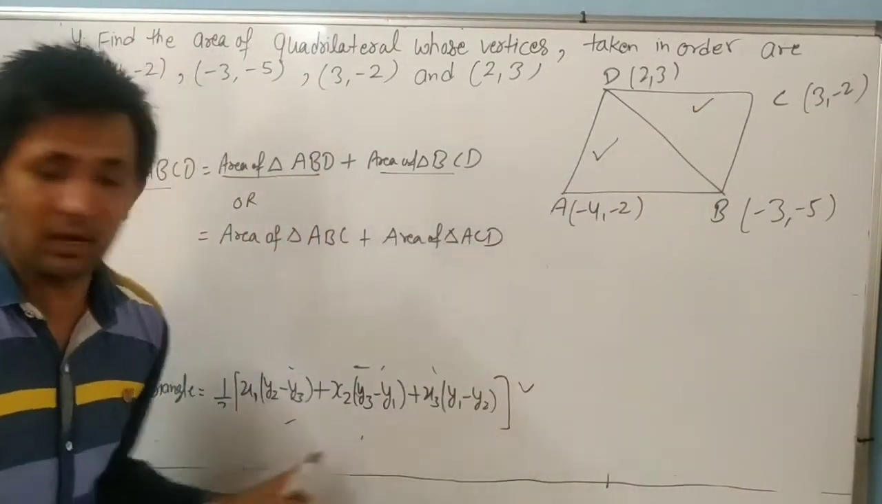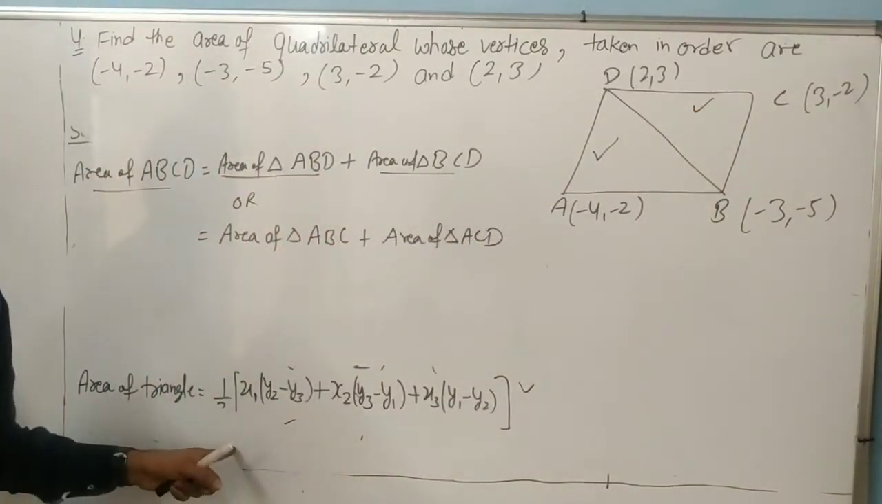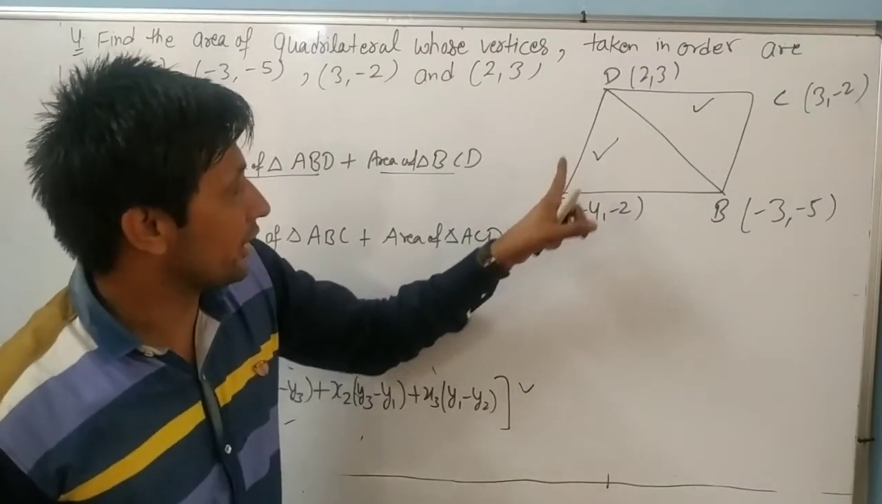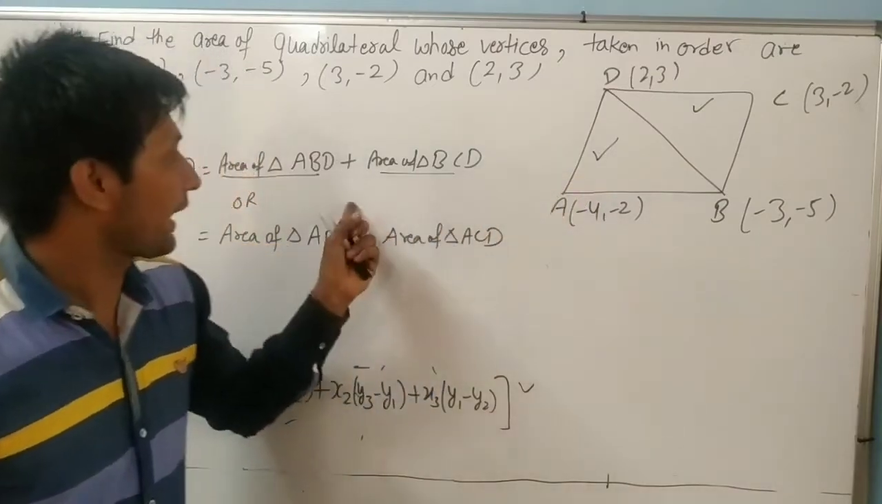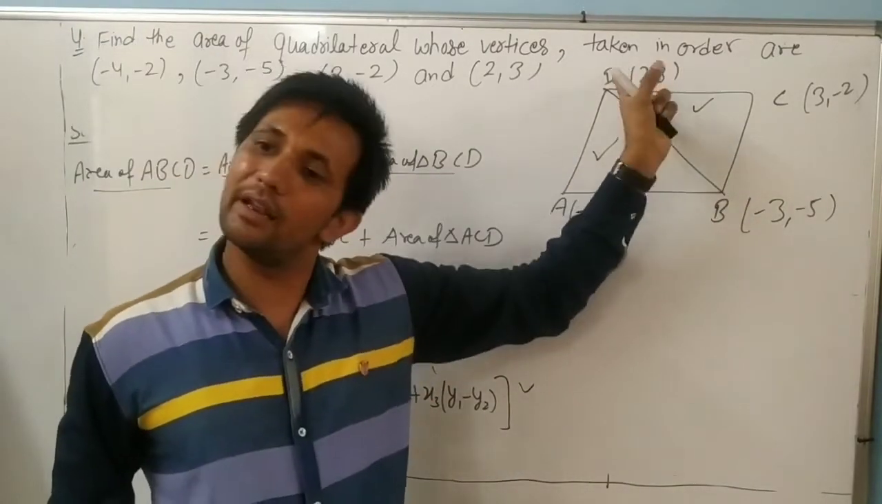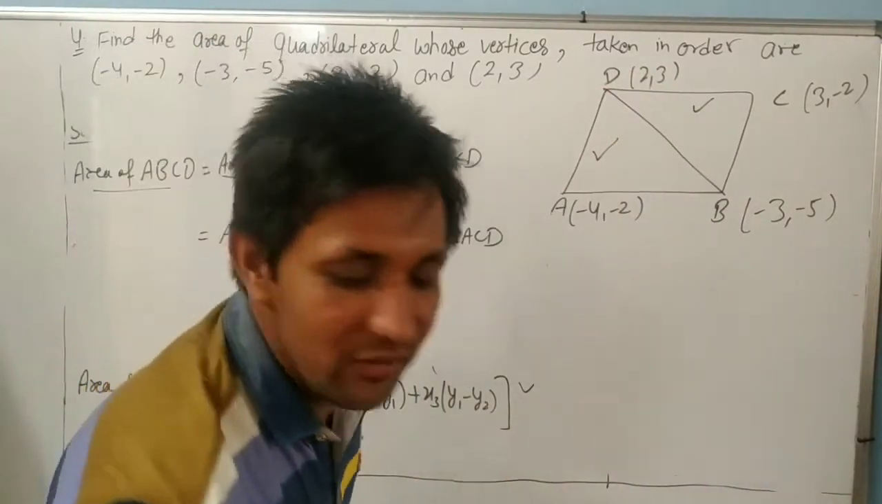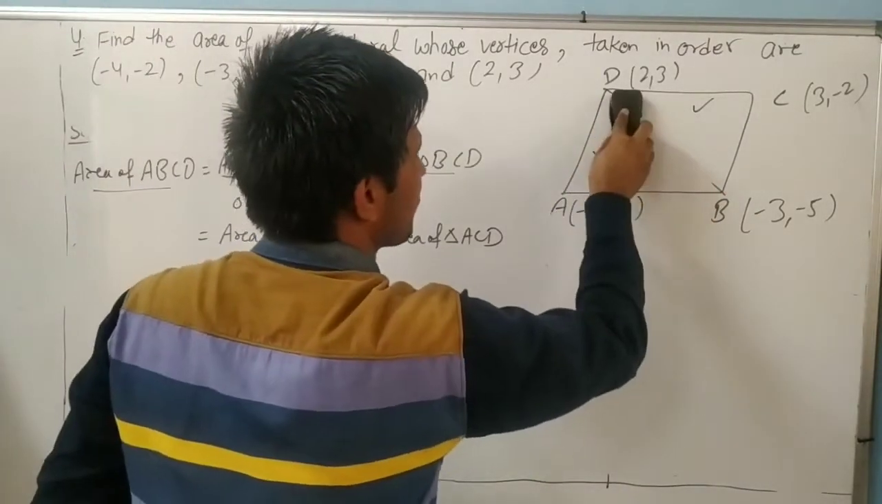And the area of triangle formula you know, and all three coordinates are given. A given, B given, D given. We can find. Again we will find BCD.